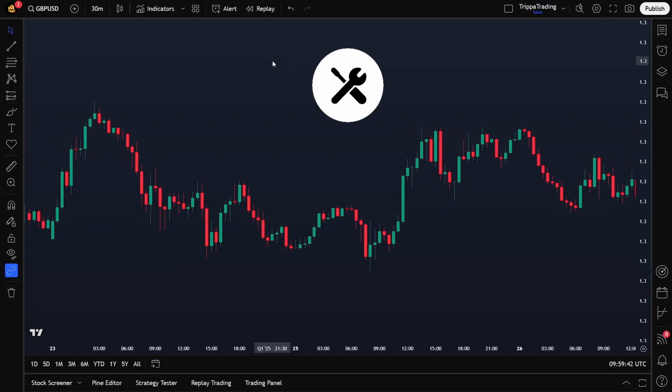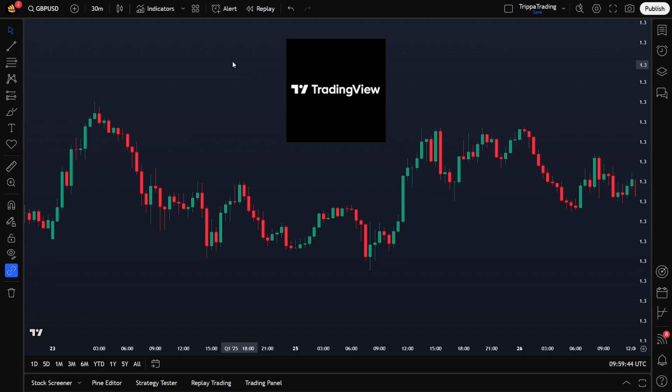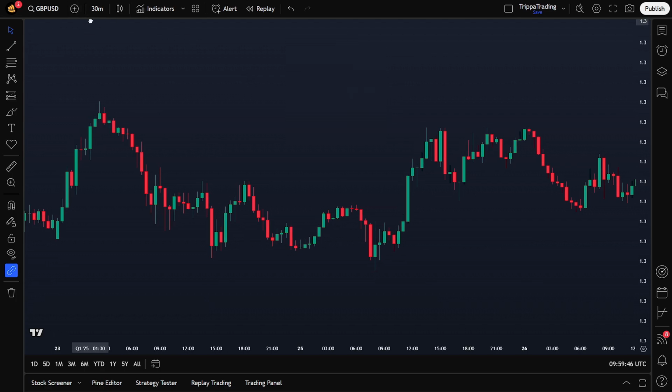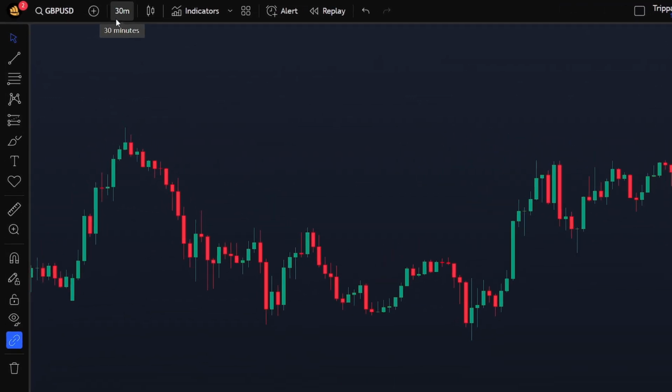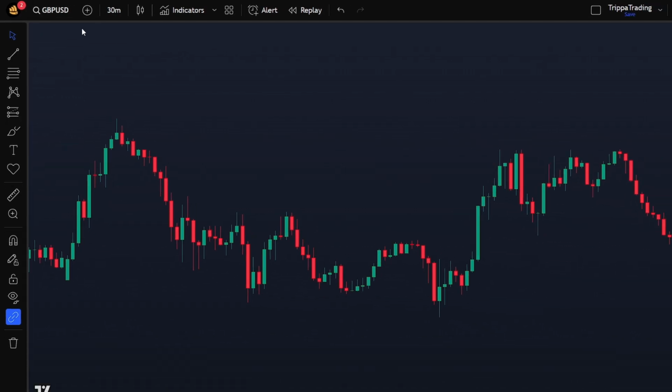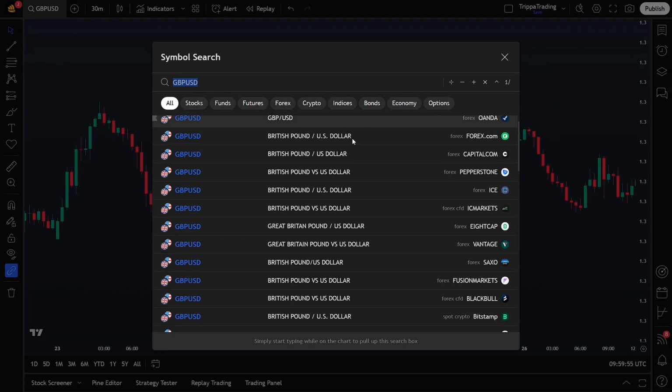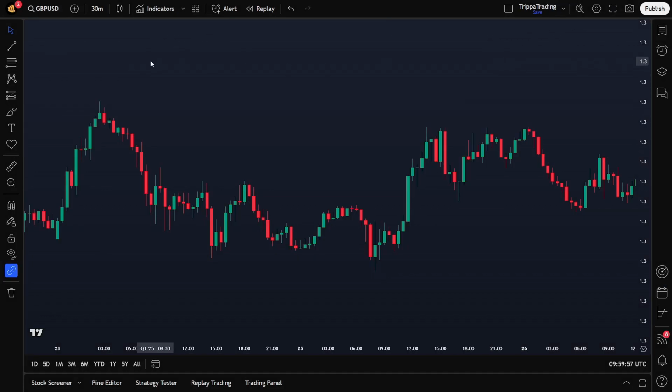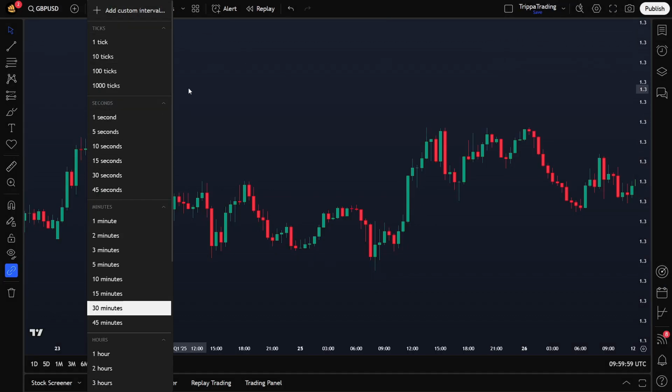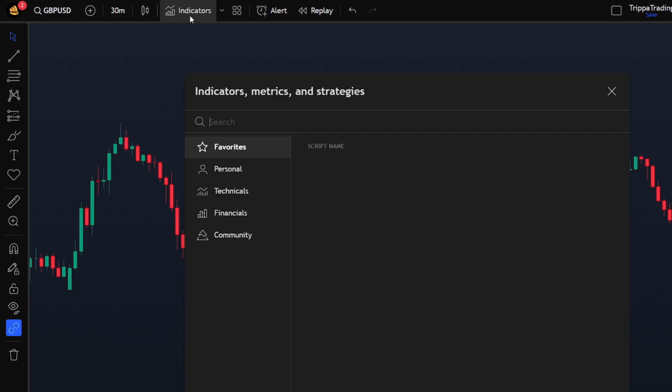Now, to add this indicator to your chart, you want to go to TradingView, the trading platform that I'm going to be using. I will be using a 30-minute time frame of GBPUSD. But the strategy I will explain later in the video, you can use on any trading security and on any time frame. After that, you want to click on Indicators.